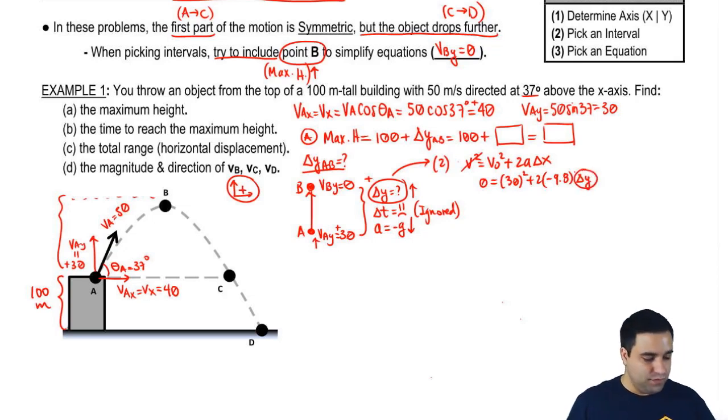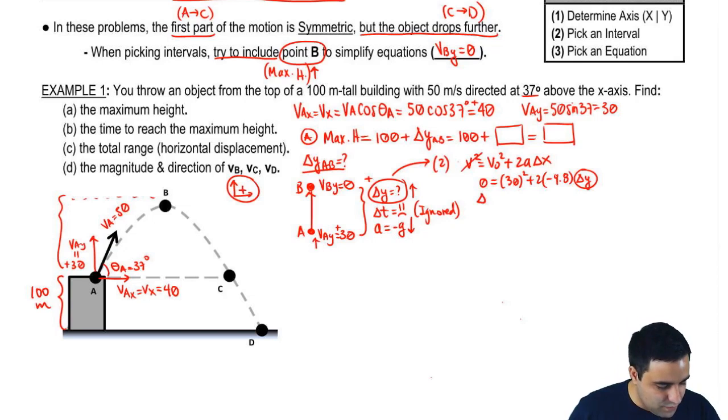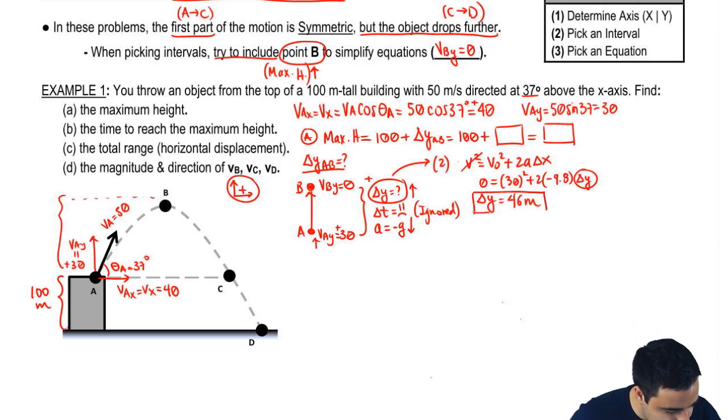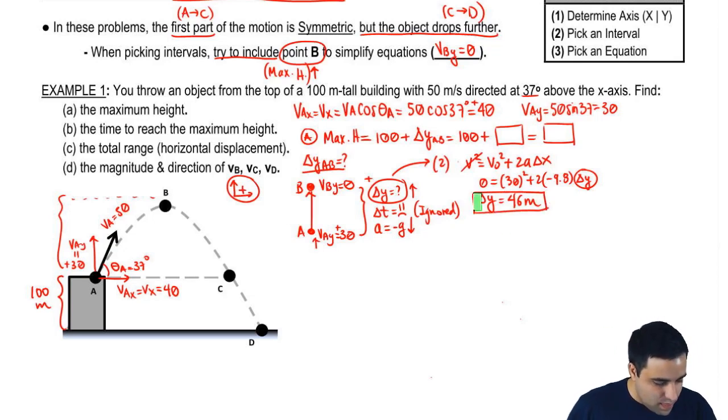Okay? And if you move things around to solve for delta y, you get that delta y is 45.9. I'm going to round this to 46 meters. So delta y is 46 meters.